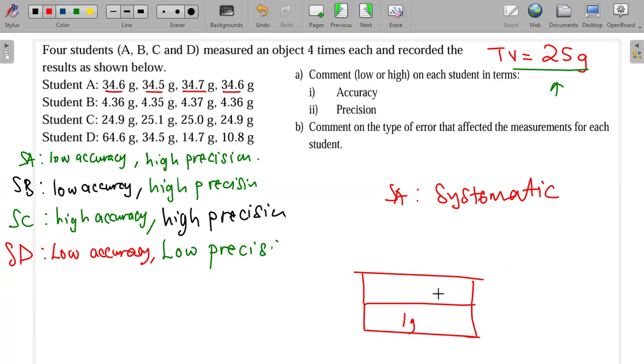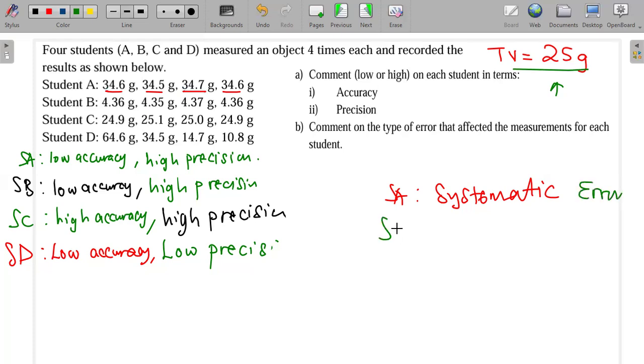So whatever you're going to put on this balance, it's going to be its weight plus the 1 gram. So it will always be above the what? The true value. So that's where the systematic errors arise from. So for student A, these measurements here, they are experiencing a systematic what? Error. What about student B?